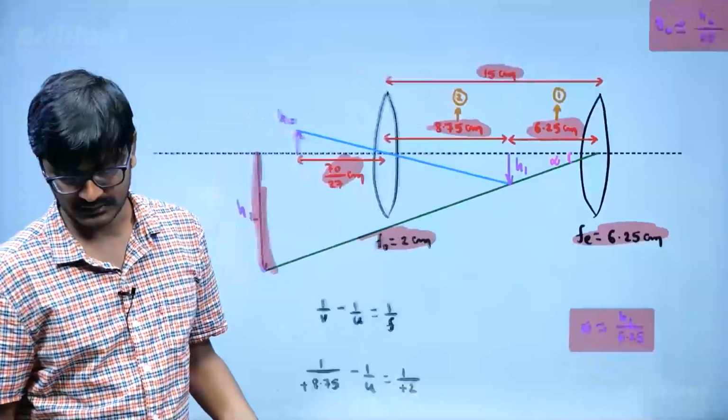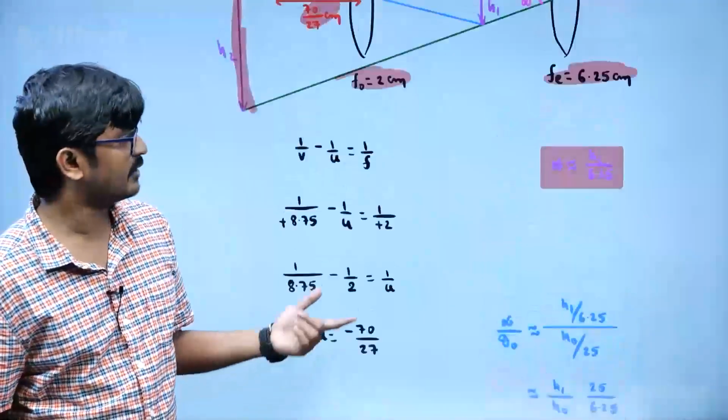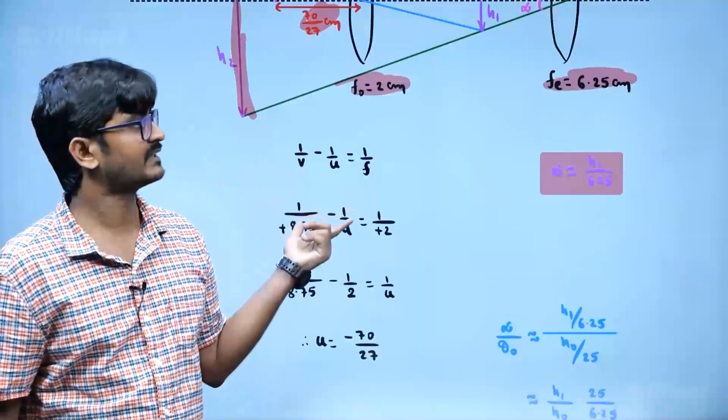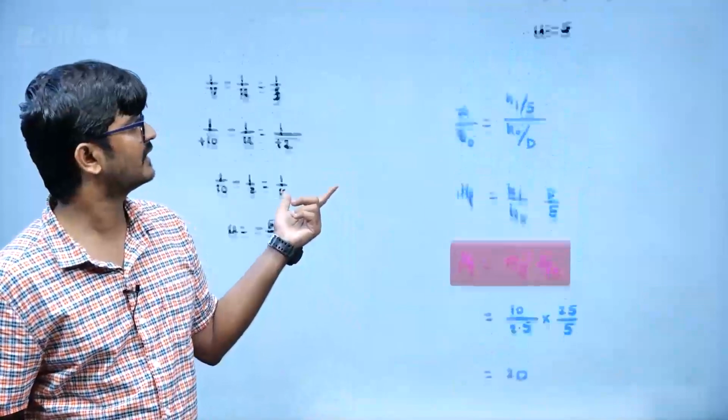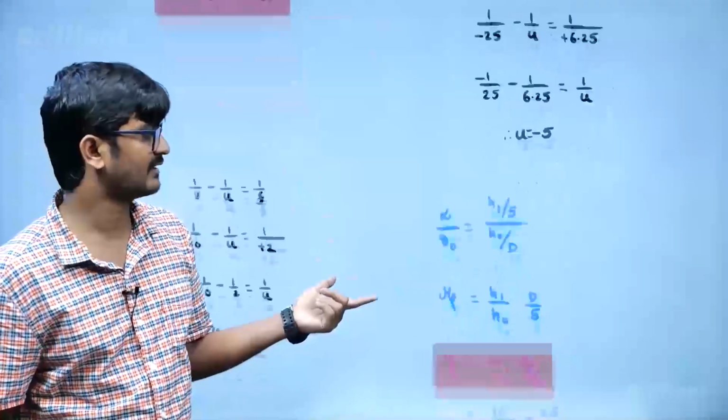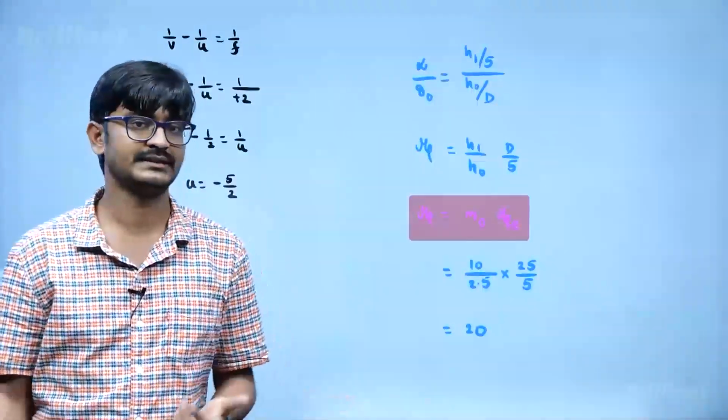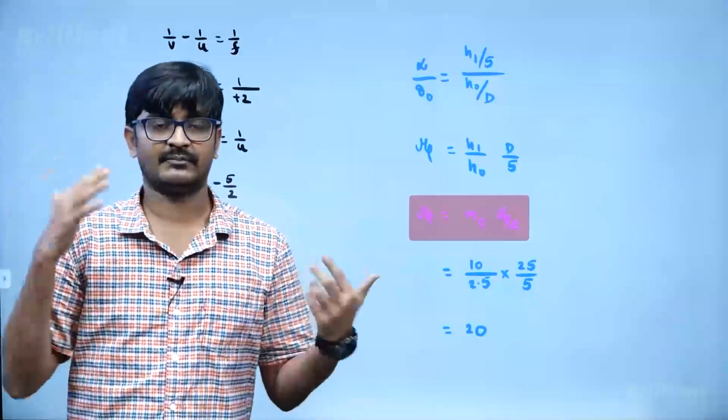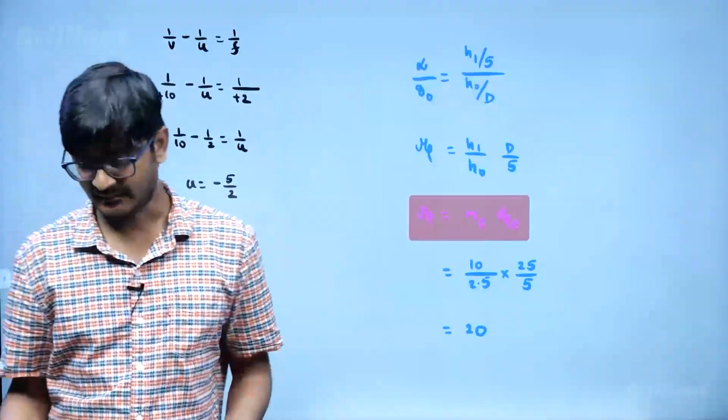Now which is more? This is 13.5. When the image is forming at infinity, angular magnification is 13.5. When the image is forming at 25 centimeter, that is the near point, angular magnification is 20. So obviously you can see near point adjustment will give us more angular magnification, right?